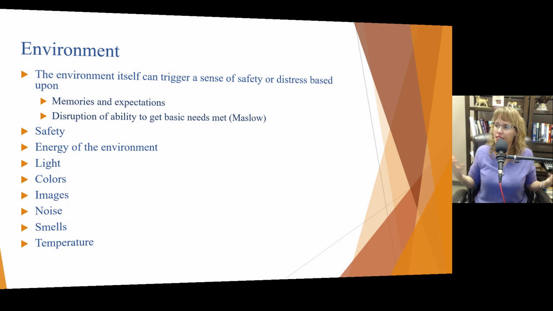Noise. Some people love background ambient noise. I know I do, but I don't like hearing trains. I don't like hearing dogs barking, especially sudden noises. So knowing, again, which noises people like to hear and what helps them feel calm, and which noises are toxic or distressful to people, is really important.